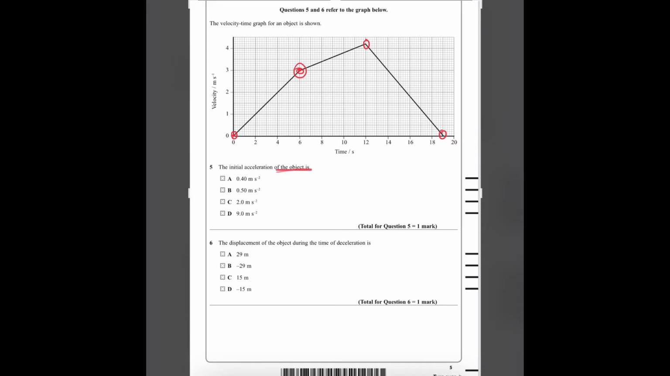The initial acceleration of the object is, so we have a velocity time graph, and we know that acceleration is change in velocity by time. So change in velocity by time is the gradient of the velocity time graph. The gradient of this graph up to this point is the change in y by change in x. So change in y is 3 and change in x is 6. So 3 by 6 is 0.5. So the answer for number 5 is B.